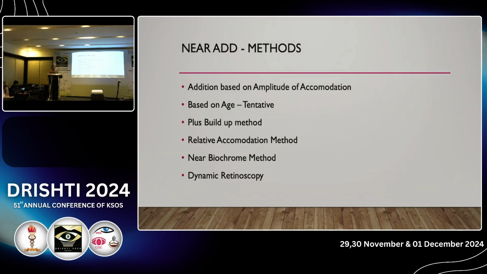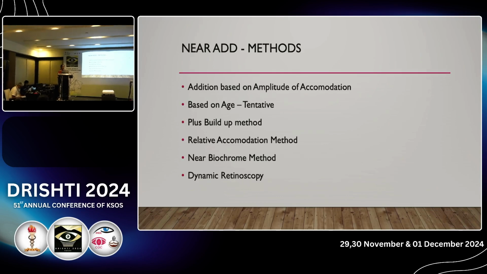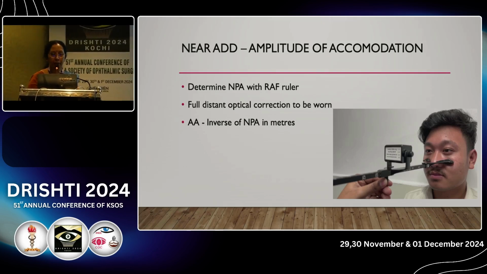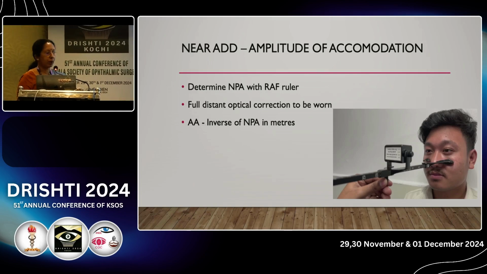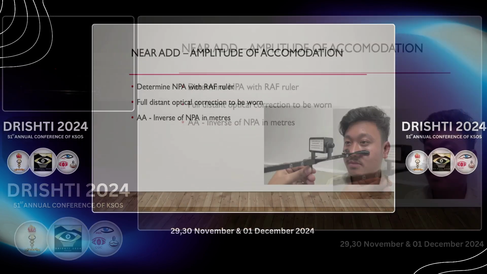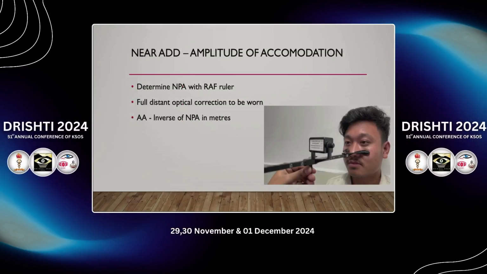Now these are the different methods to find the near add. We will go through some of the important ones. To find the near add by determining the amplitude of accommodation, for this you determine the near point of accommodation with the help of the RAF ruler. While checking this, the patient has to wear his full optical correction, distant optical correction, and the inverse of the near point of accommodation in meters is the amplitude the patient has.